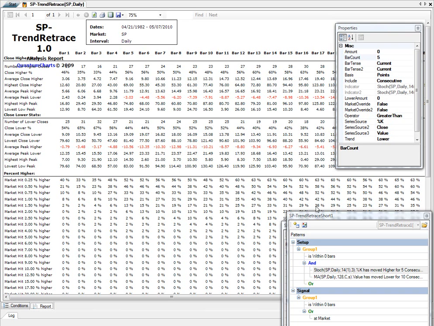And how long did that take me to literally drag? It took me way longer to explain the strategy and how to do it than it did to actually drag and drop these conditions in here and look at the stats. So that's just one quick example that I wanted to show everyone how easy it is to create and backtest a trading strategy.